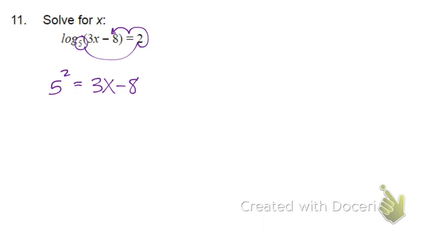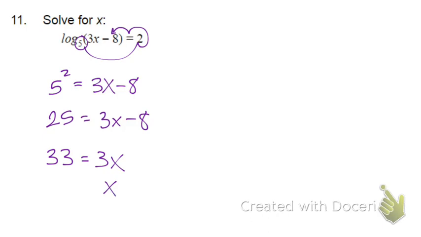The reason I like to call it that is because it helps me to remember it. My high school teacher taught me the wraparound. A mistake I saw was that some of you guys switched it. You did 2 to the power of 5 instead of 5 to the power of 2. So make sure you always start with the base and wrap around. So that would be 25 equals 3x minus 8. Add 8 to both sides, we get 33 equals 3x. And divide by 3, so we get x equals 11.